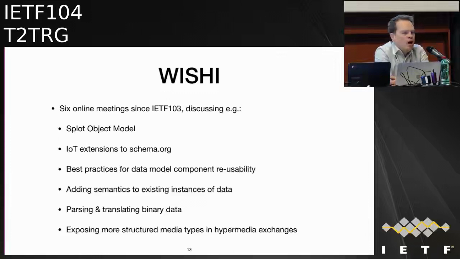And also, how in general can we go about adding semantics to existing instances of data? If you have data that doesn't have machine-readable semantics when you're consuming it, how can you apply semantics after the fact in order to do, for example, translation between different models? A topic very much related to this one is parsing and translating binary data, in particular coming from legacy sources. If you can apply semantics to it, it becomes much simpler to handle the data in the rest of the pipeline.